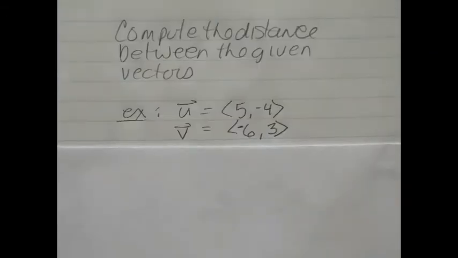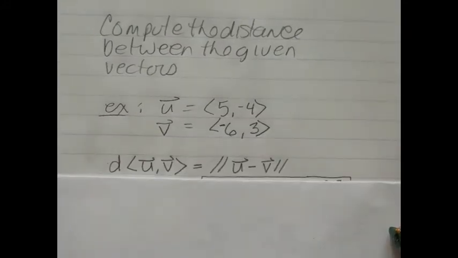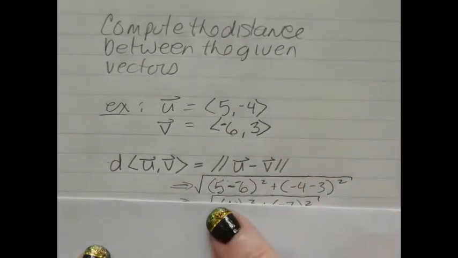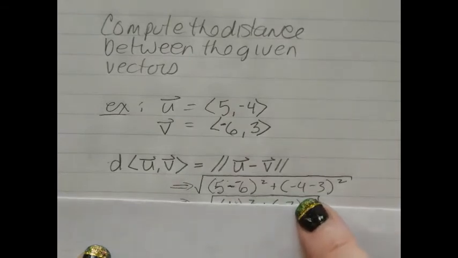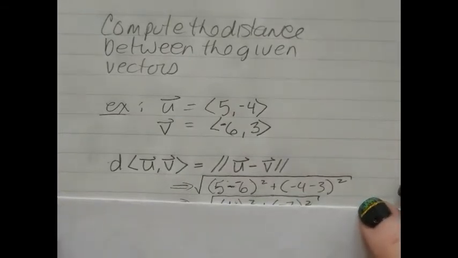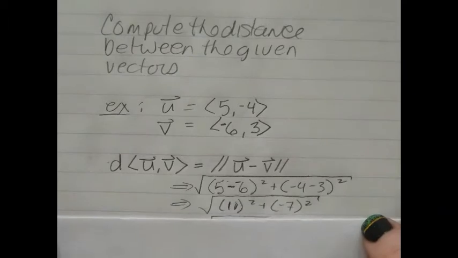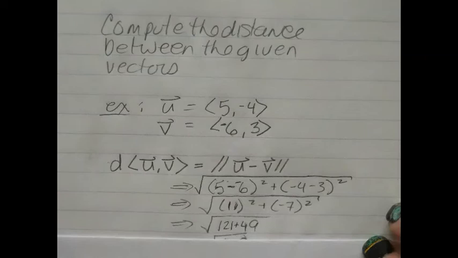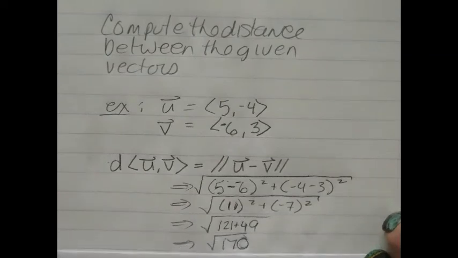Let's compute the distance between the two given vectors. Using the definition of distance, we will get 5 minus -6 squared plus -4 minus 3 squared. We end up with 11 squared plus -7 squared, giving us 121 plus 49, and that gives us 170 under the radical.